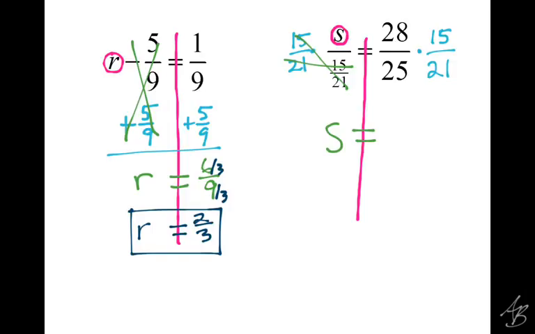So what can we do to save ourselves from working with those big numbers? Reduce first, right? Does the 28 reduce with anything in the bottom? The 21. What goes into 28 that also goes into 21? 7. All right, so 28 divided by 7 is 4, and 21 divided by 7 is 3. All right. How about the 15? Does that reduce with anything? The 25. What goes into 25 that also goes into 15? 5. 15 divided by 5 is 3. 25 divided by 5 is 5.